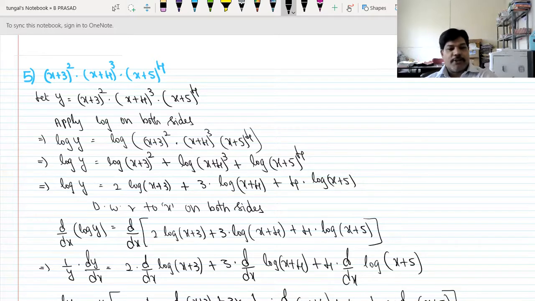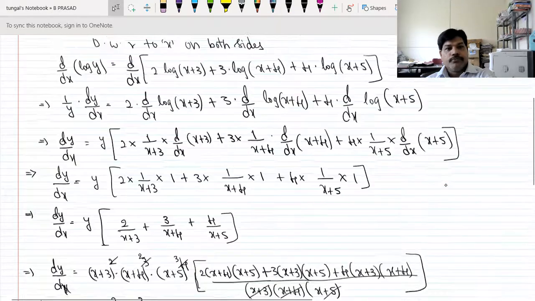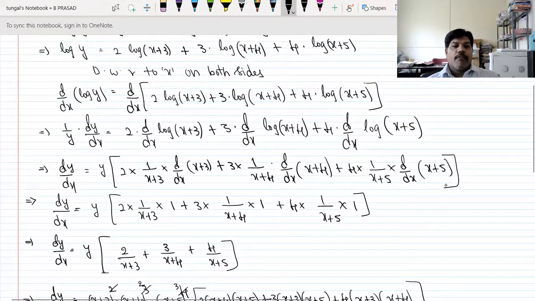Now differentiate with respect to x, what happens? So that is nothing but 2 into derivative of log of x plus 3, and 3 into derivative of log of x plus 4, plus 4 into derivative of log of x plus 5. So log f of x derivative is 1 by f of x into derivative of x plus 3. Similarly for the remaining terms also. So here x plus 3 derivative is 1 and x plus 4 derivative is also 1 and x plus 5 derivative is also 1.